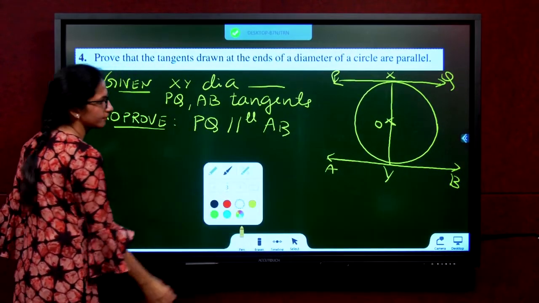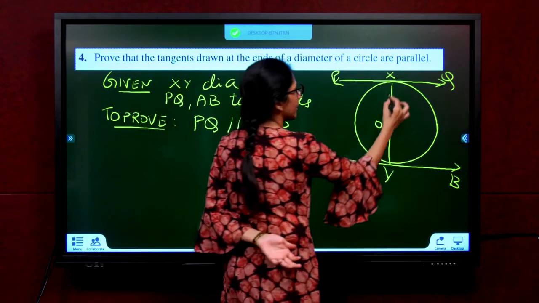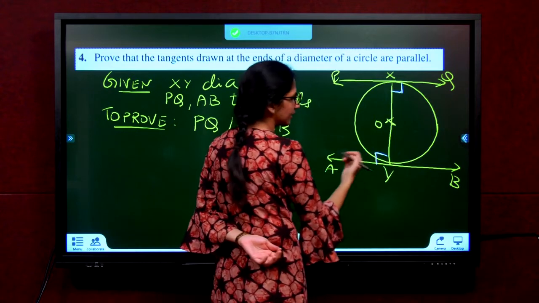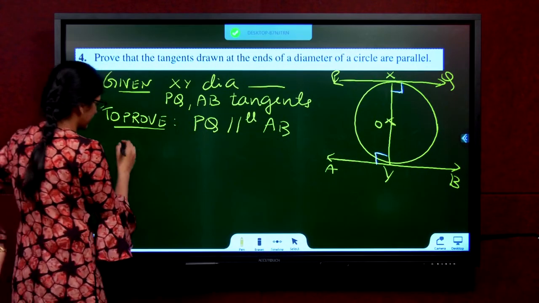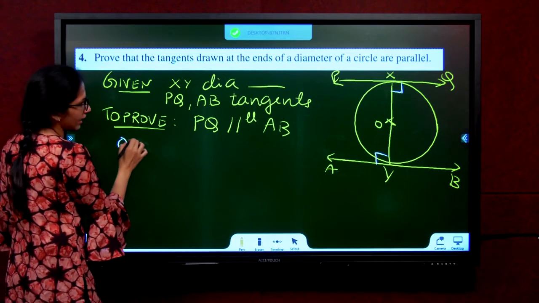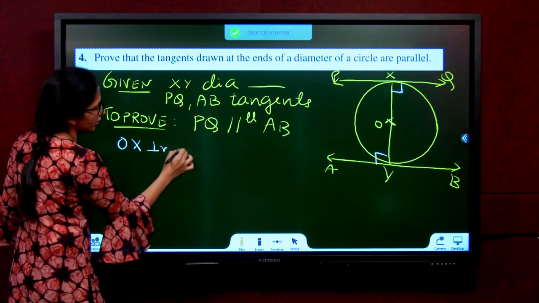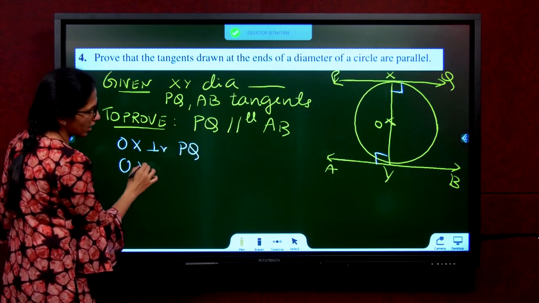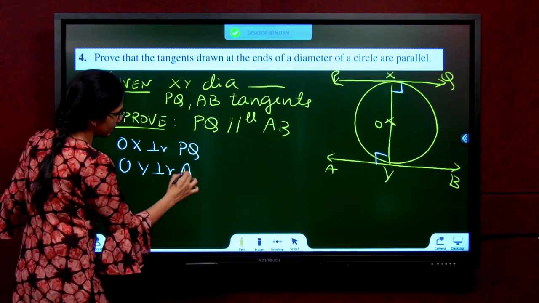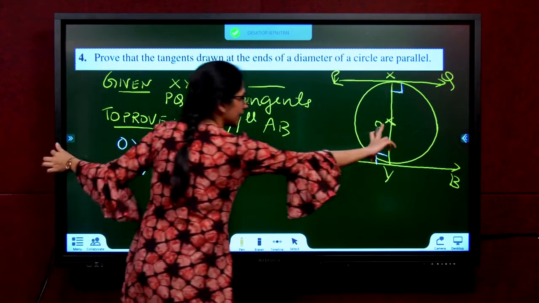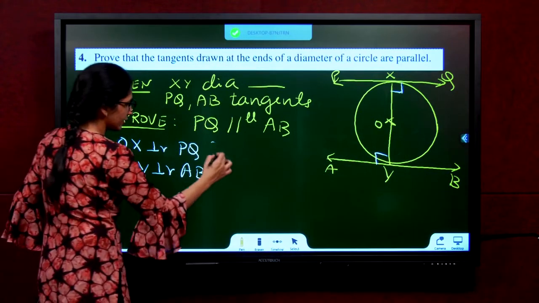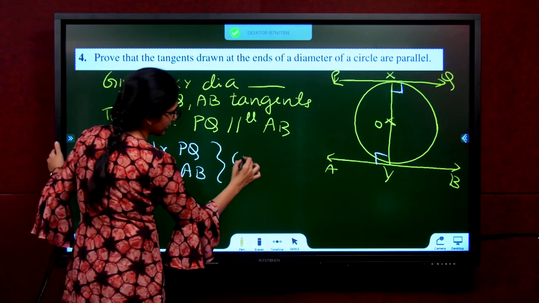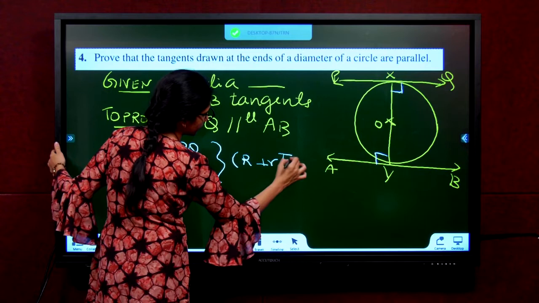Now, how do we do that? Can I say this angle is 90? Can I also say this angle is 90? Why? OX is perpendicular to PQ. Why? OX is radius, PQ is tangent. OY is perpendicular to AB. Why? OY is radius, AB is tangent. Reasons for both of this? What is the reason? Radius is perpendicular to tangent.